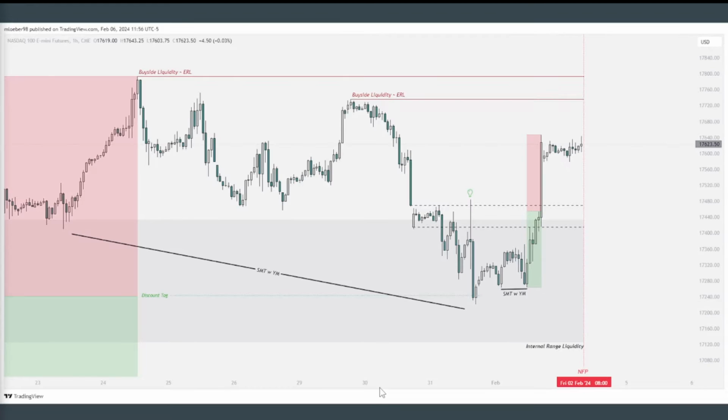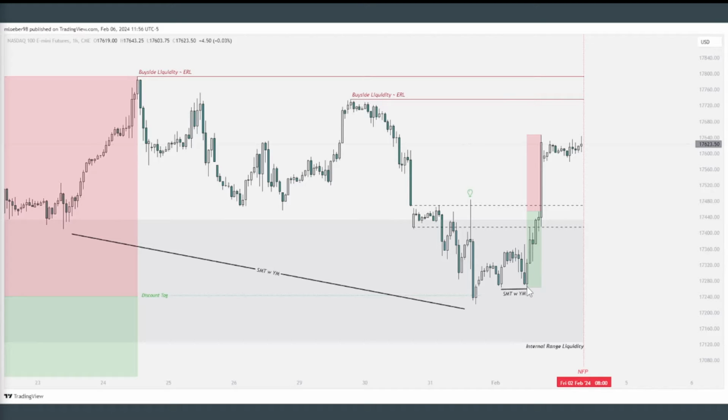All right, so back to the video. We have our 1-hour chart for the NASDAQ. As you can see, we're monitoring price and looking at the reaction off of our daily key level. Once we created that SMT divergence here with the YM, price then broke structure, clearing above this high, and now we have our anticipation going into NFP at 8:30.